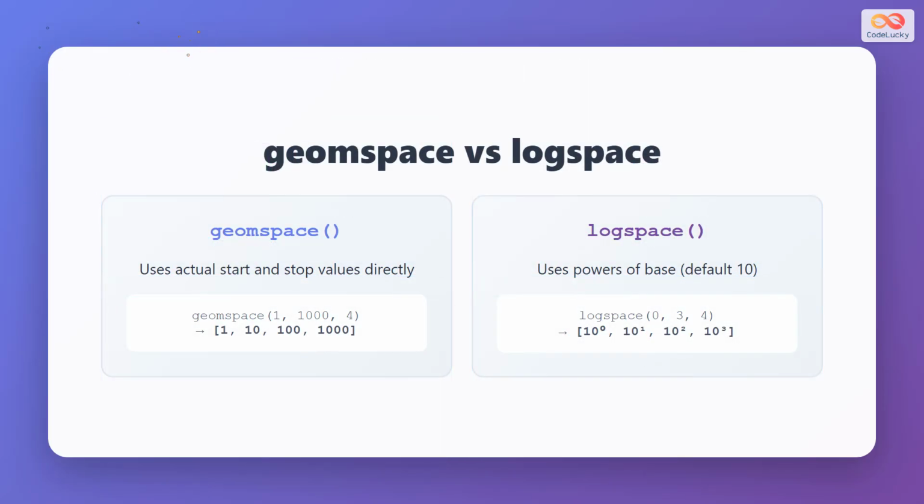Finally, let's distinguish between geomspace and logspace. Geomspace uses actual start and stop values directly. For example, geomspace from 1 to 1000 with 4 values gives you 1, 10, 100, and 1000. Logspace, on the other hand, works with powers of a base, which is 10 by default. So logspace from 0 to 3 with 4 values generates 10 to the power 0, 10 to the power 1, 10 to the power 2, and 10 to the power 3, which also gives 1, 10, 100, and 1000. While they can produce similar results, geomspace is more intuitive when you know your exact start and stop values.